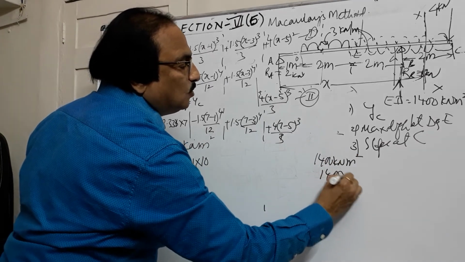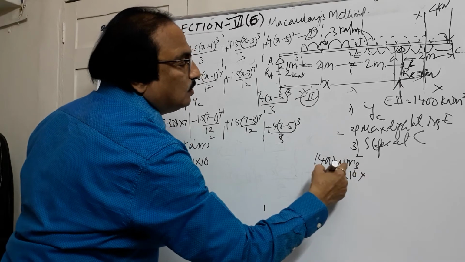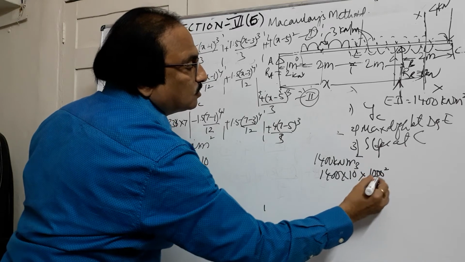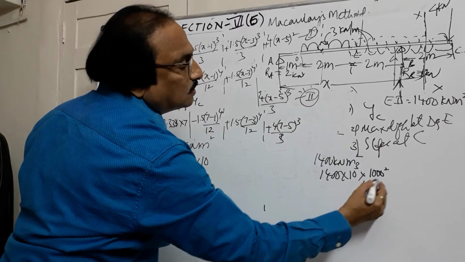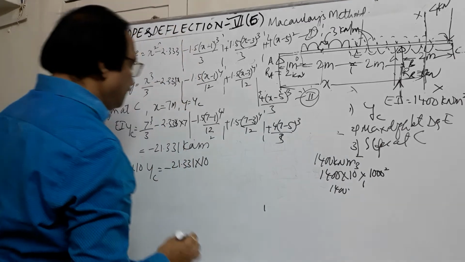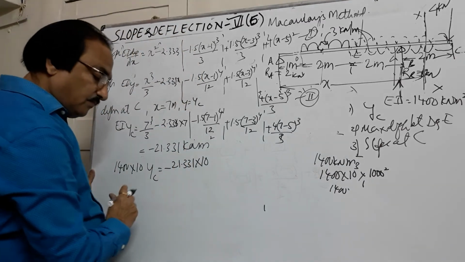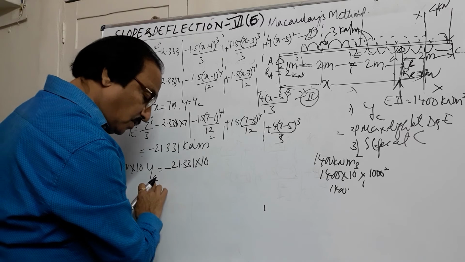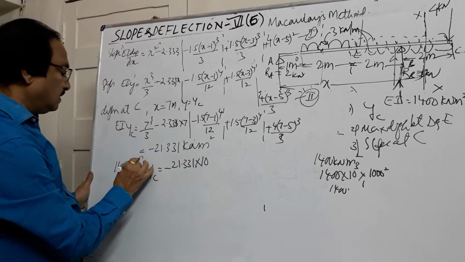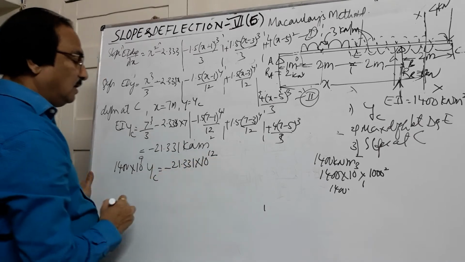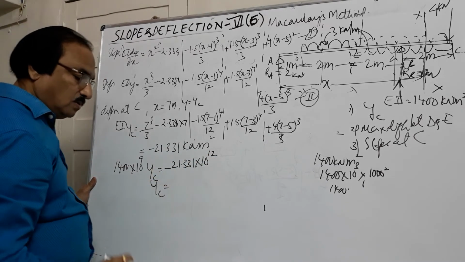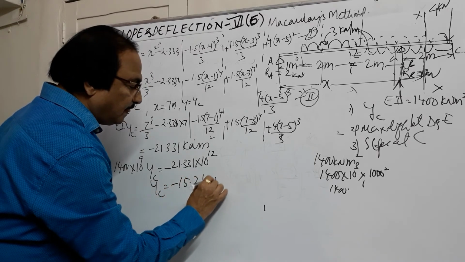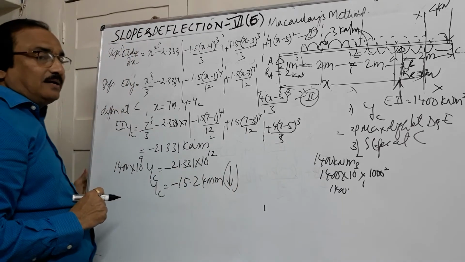I want to convert it in Newton, so this will be 10 raised to 3 into meter square will be 1000 square. So this will be 1000 into 1000, 10 raised to 6. So if you simplify this, you get 1400 into 10 to the power of 12. So YC will be equal to, if you simplify this, you get YC is equal to minus 15.24 mm, and this will be acting downwards because it is negative.